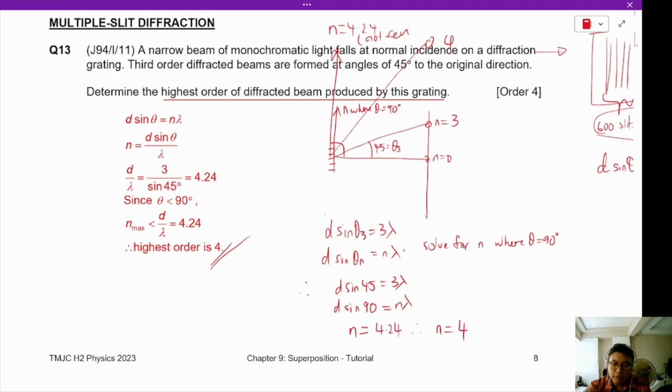Now, how many dots are actually visible? This is n equals 1, n equals 2, n equals 3, n equals 4.